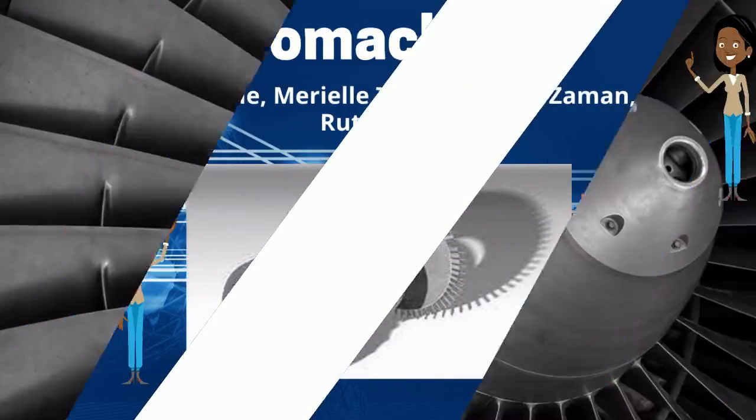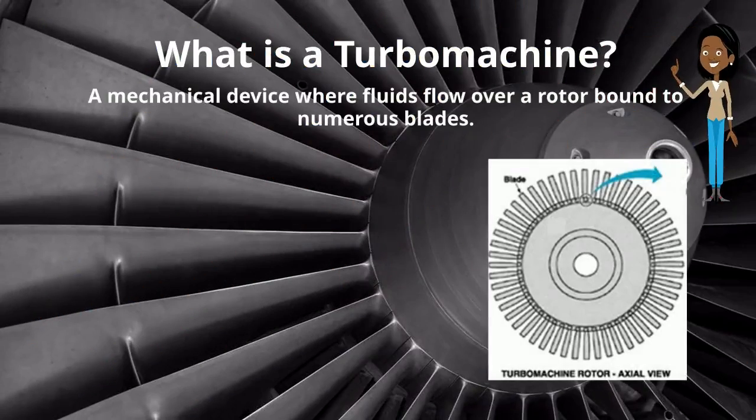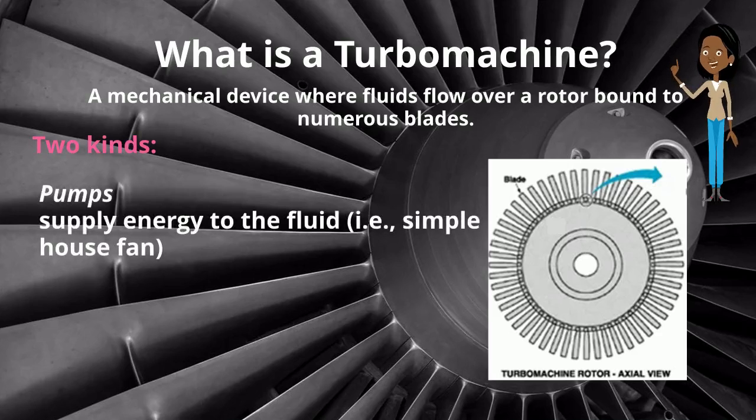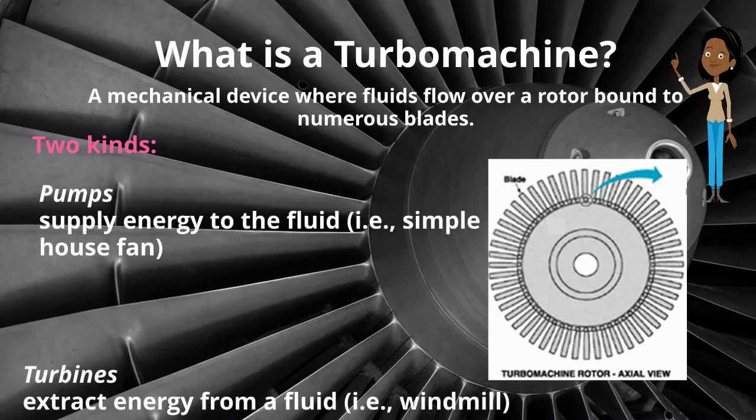Turbo machines. Chapter 12 deals with turbo machines, and these are mechanical devices composed of a rotor bound to numerous blades where fluid flows over the blades. There are two kinds: pumps, where energy is supplied to the fluid, and turbines, where energy is extracted from the fluid. An example of a pump would be something like a common household fan, and for a turbine, this would be a windmill.